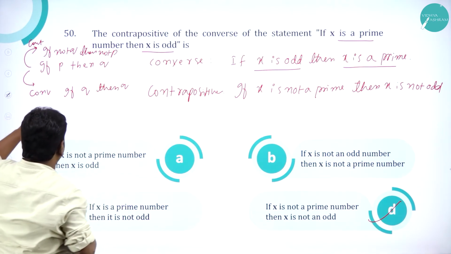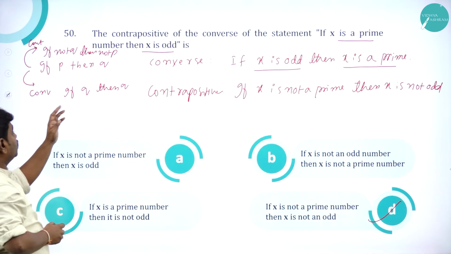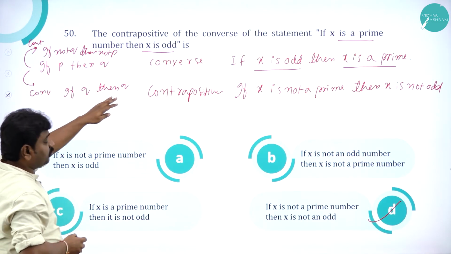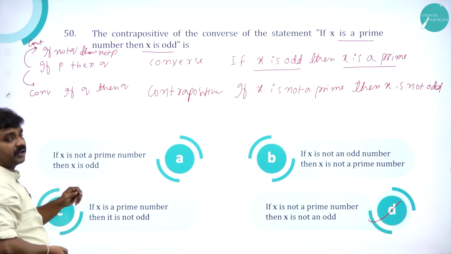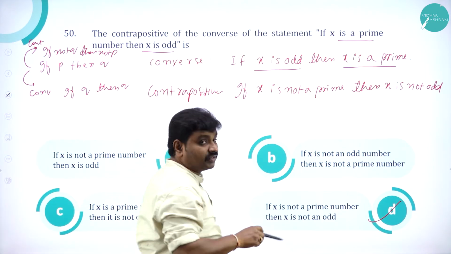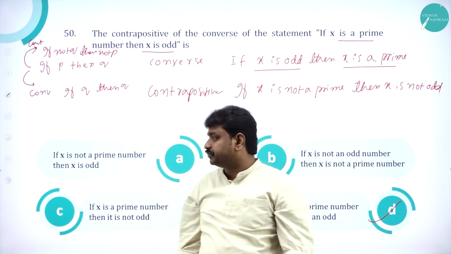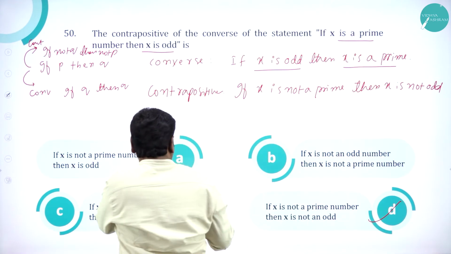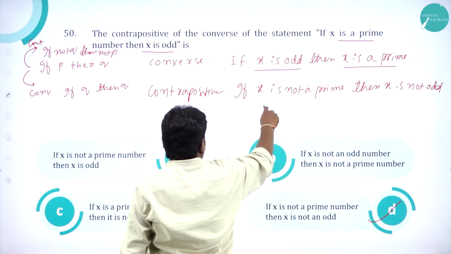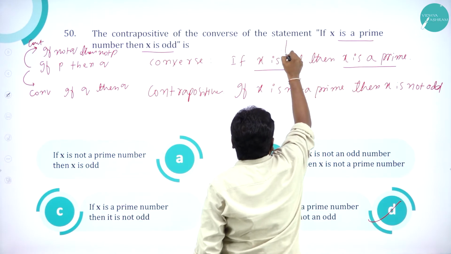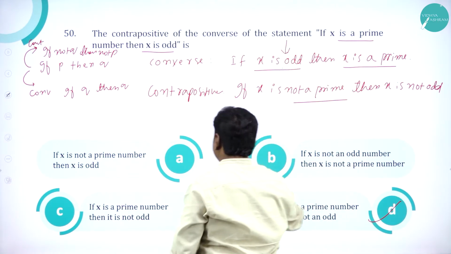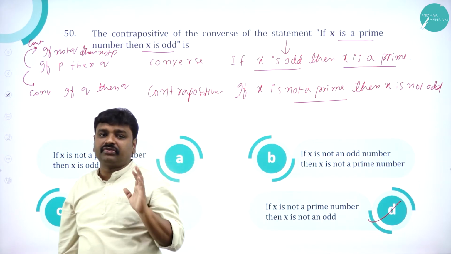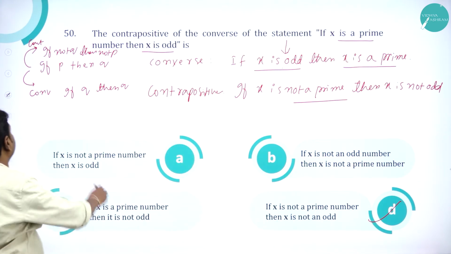But they want the contrapositive of the converse. After you do the converse, it becomes if Q then P. When you do the contrapositive for this, it becomes if not Q then not P. Contrapositive of converse becomes the inverse, simply speaking. First when I write the converse, this is the statement. When I write the contrapositive, reverse and negate, you will get option D. Simple, easy question from mathematical reasoning.